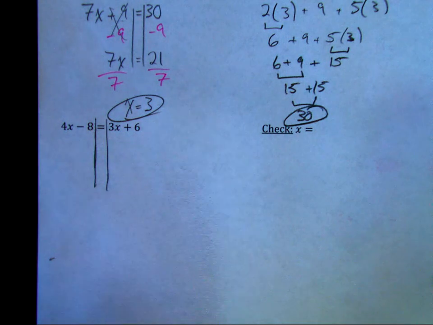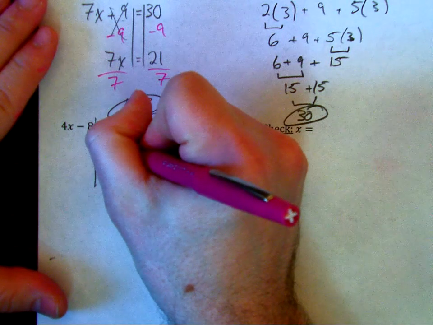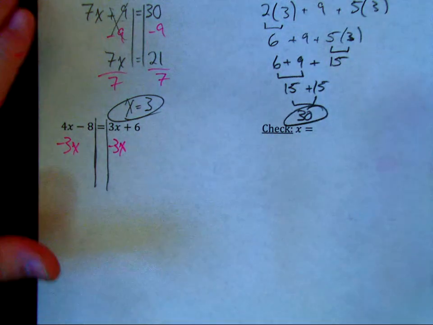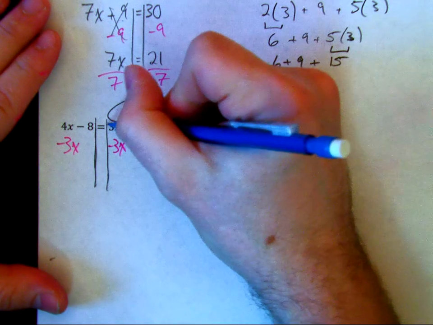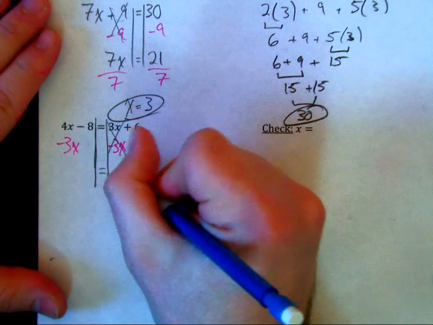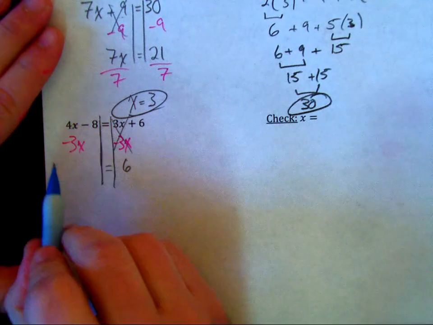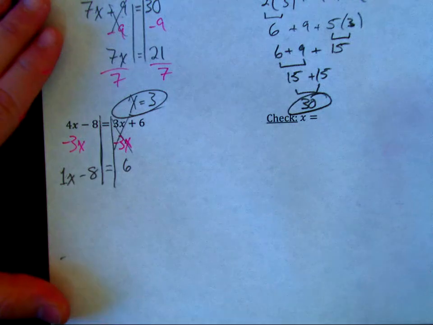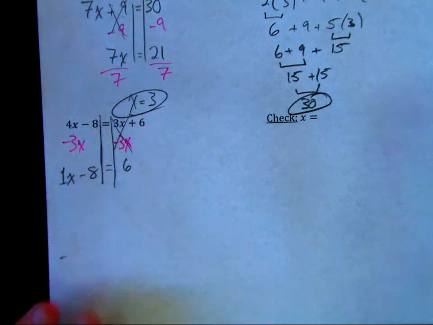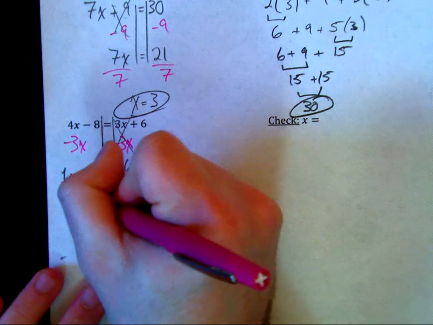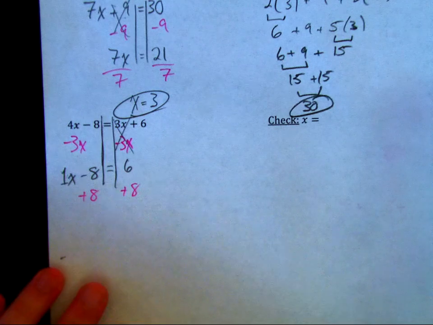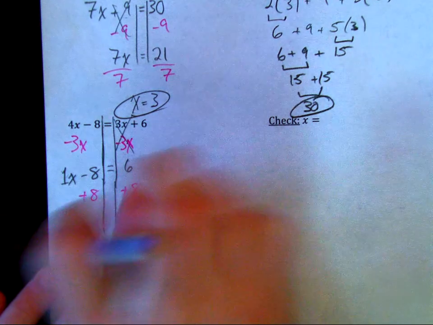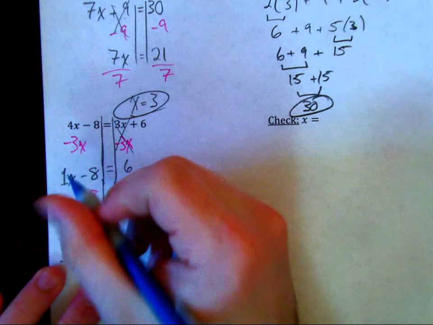And so I'm going to add a negative 3x to both sides, because that cancels out on the right. Everything else stays the same. So we have the 6 comes down. 4x minus 3x is 1x. And then we have the minus 8. Just like we've been doing, add the opposite to both sides. So we have plus 8 to both sides. So we have x equals, yes, 14.